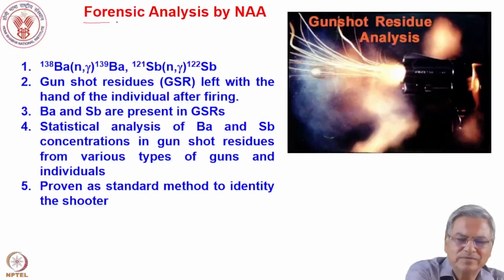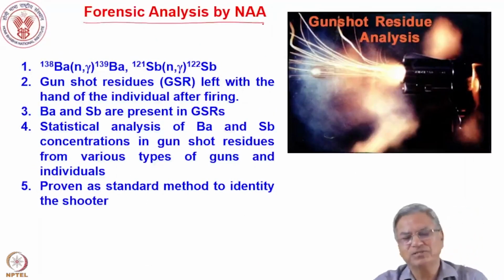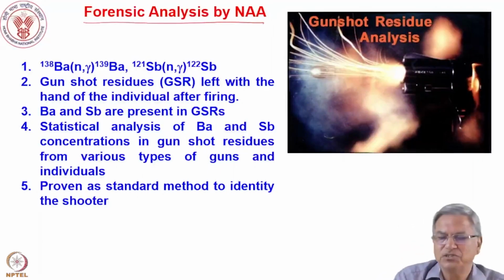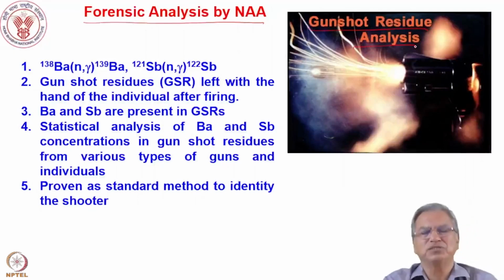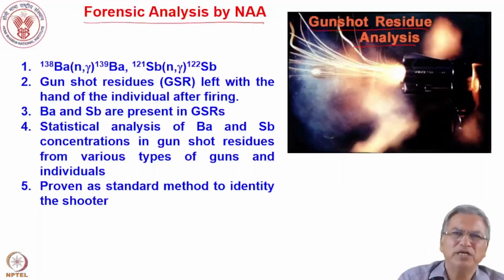Another area in forensic science where neutron activation analysis is used is gunshot residue analysis. In crime investigations, somebody fires a bullet and the gun is recovered from the site, but then you want to know who fired that bullet. So the culprit, you have to unambiguously prove.